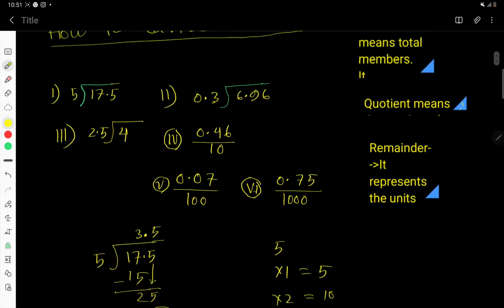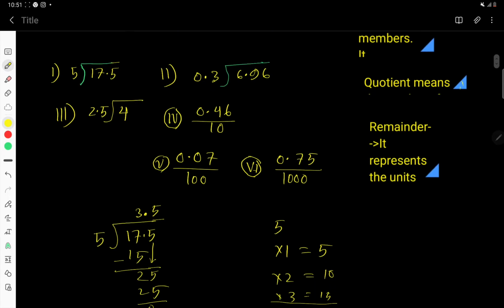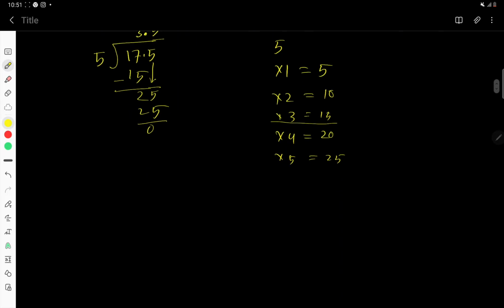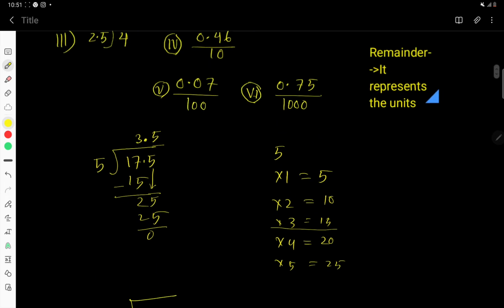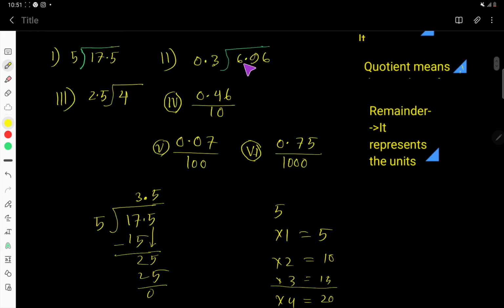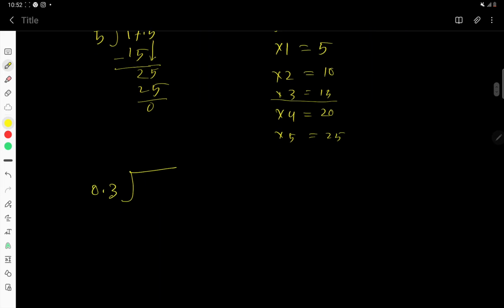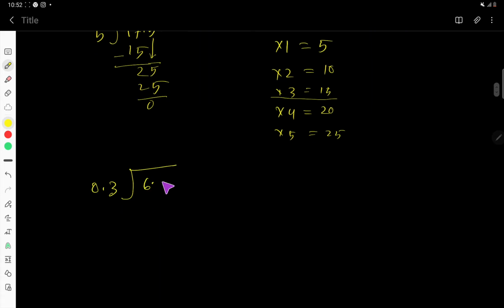Okay, let us consider this example. 0.3 divided by 6.96. This is a decimal number and this is also a decimal number.